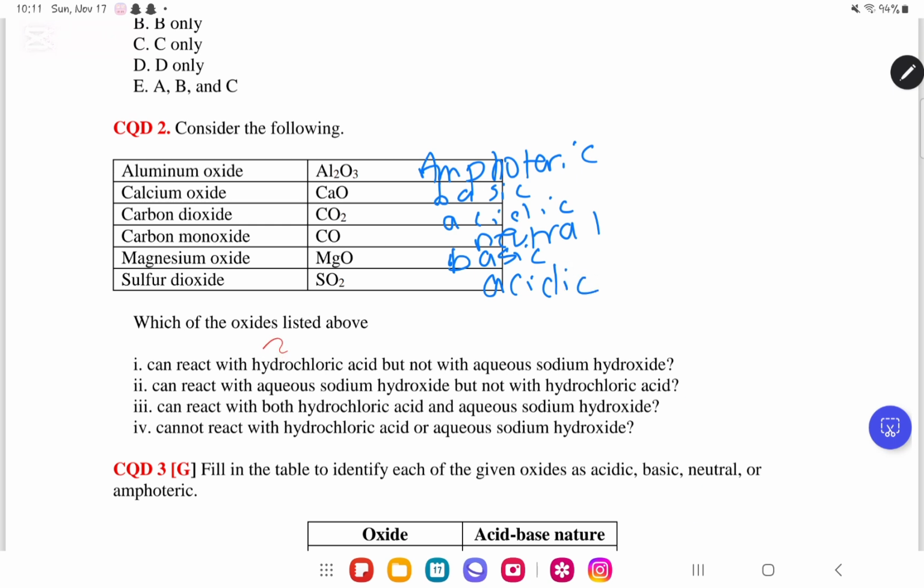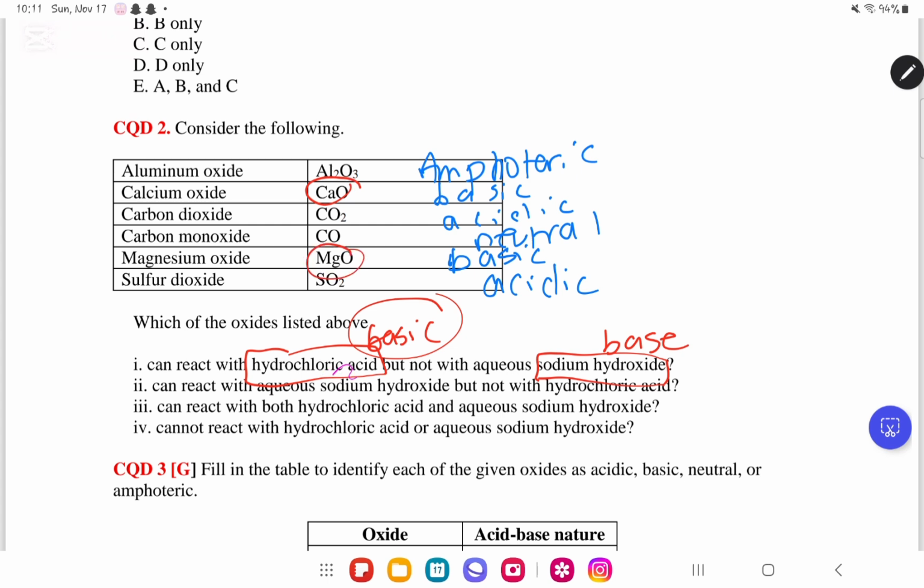Which of the following can react with an acid but not a base? For it to react with an acid, it has to be basic or amphoteric. But since it's not reacting with a base, it cannot be amphoteric. It can only be basic. So which ones are the basic? We have CaO and MgO.